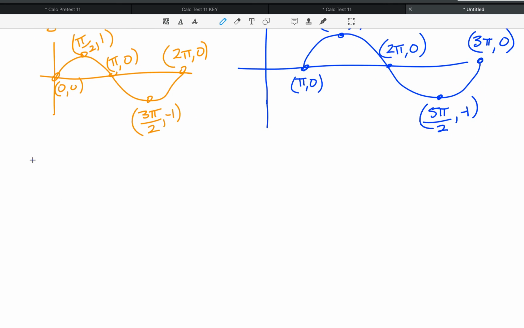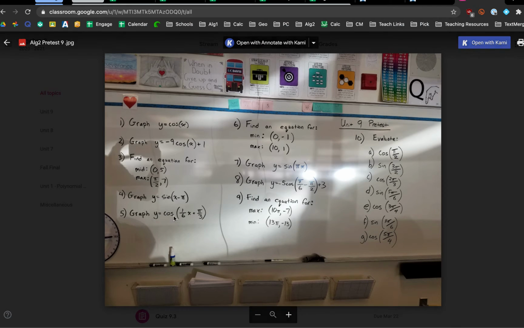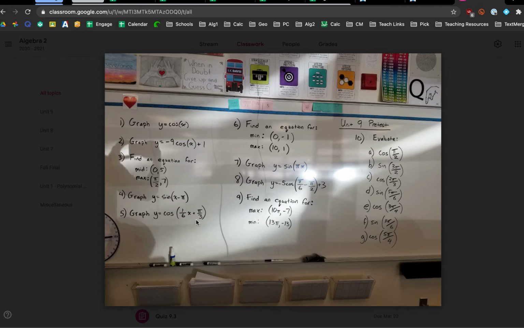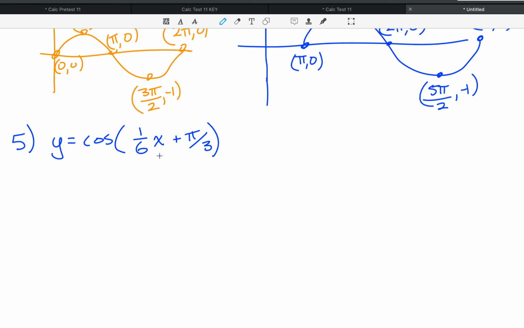Let's move on to number 5. Number 5, what do we have? Number 5, graph, oh, that one's going to be fun. You have y equals cosine of, in parentheses, 1/6 x plus pi over 3. It's kind of like number 4. You have phase shift happening, but also we're affecting the period. This number in front of x is modulating the period.